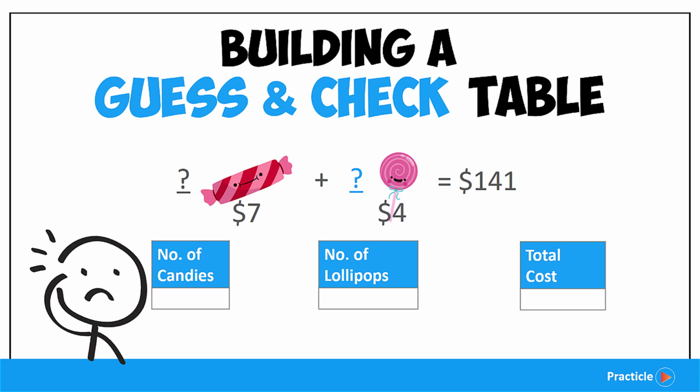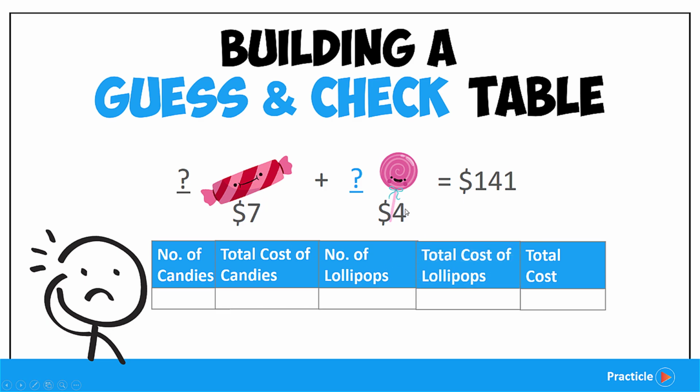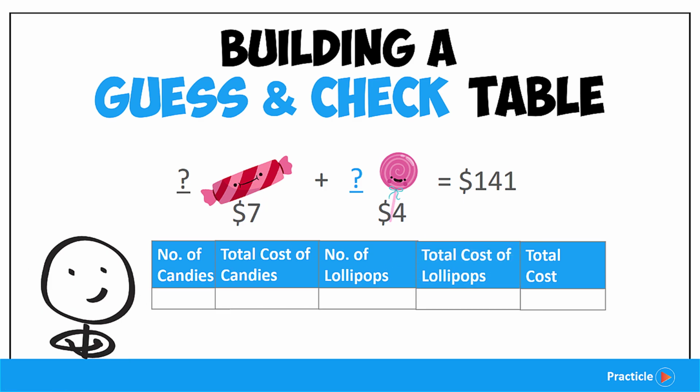How can we find the total price of everything? We can do that if we knew the cost of the candies and the cost of the lollipops, correct? Adding the cost of the candies plus the cost of the lollipops will give us their total cost. So let's add in a heading with the total cost of the candies and one more heading with the total cost of the lollipops. Great! Now that we have built a beautiful guess and check table, let's see how this table helps us.